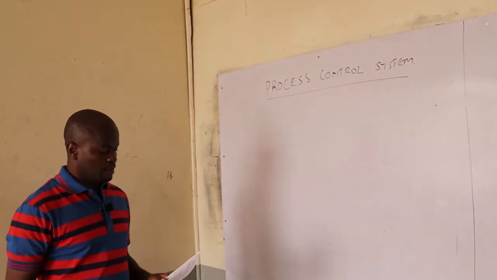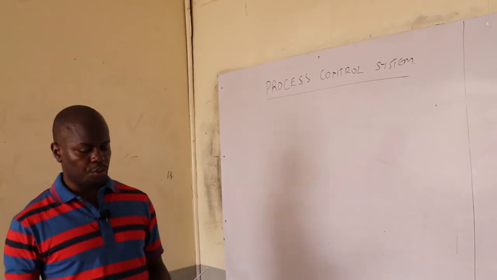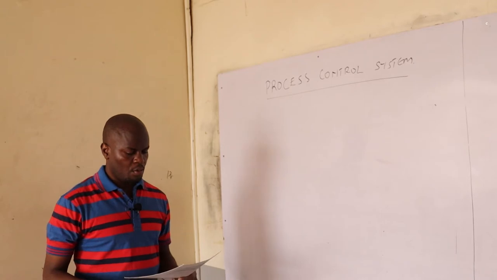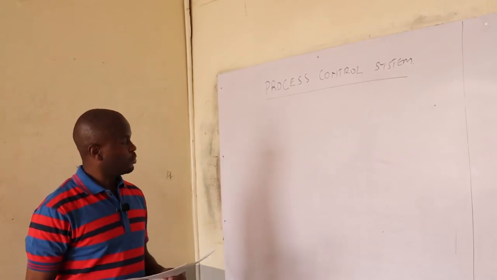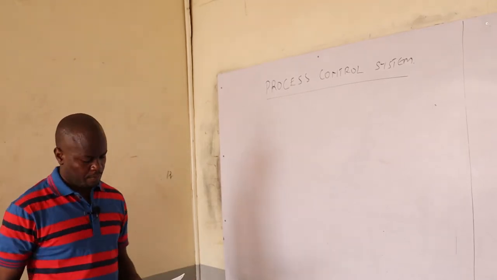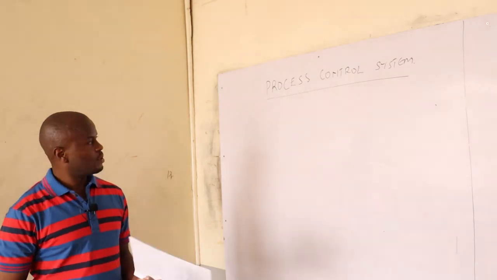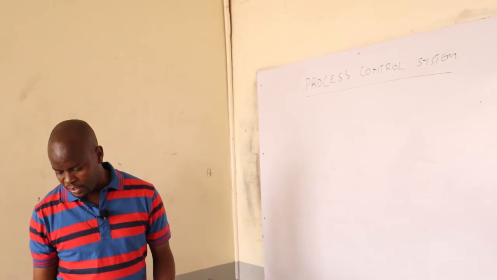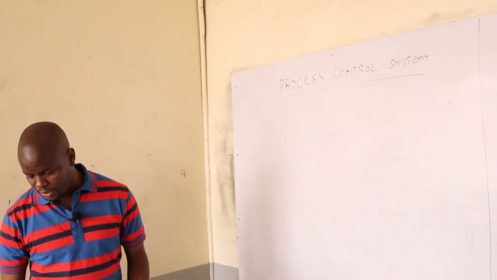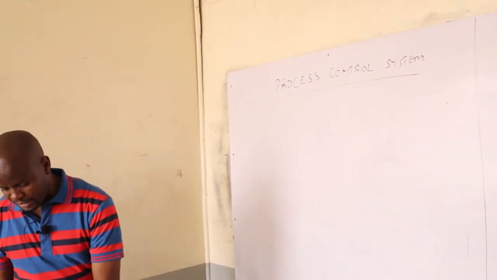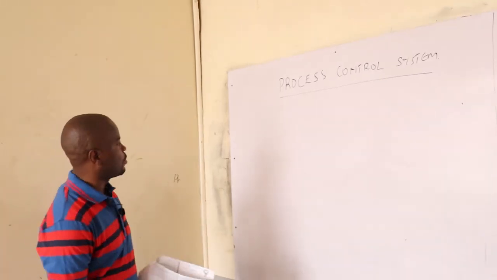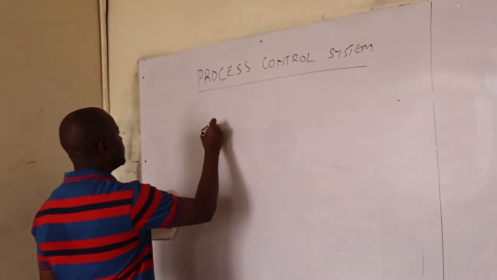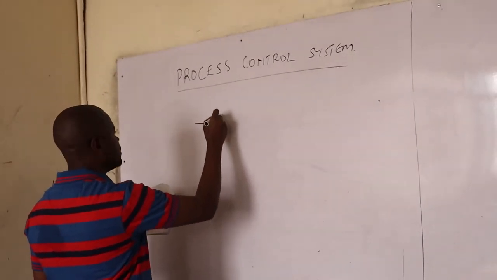And every process usually must have one or more control variables, and they must also have one or more manipulated variables. So just to look at a diagram of a simple process control, let's look at a block diagram of a simple process control so that we can understand what process control is all about. So this is the diagram of the process control.